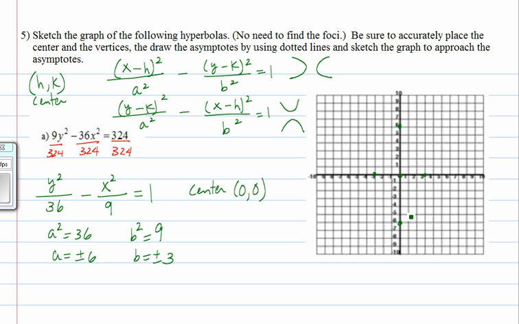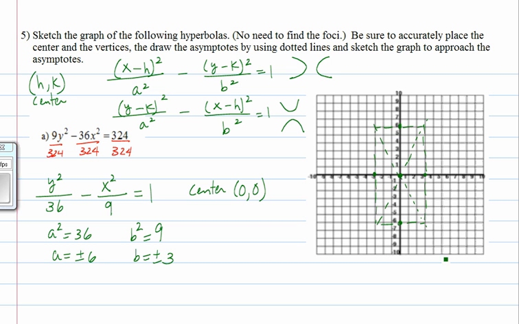So very similar to the ellipse, where we would draw the ellipse now connecting the vertices. Instead of doing that, we're going to draw a rectangle using these vertices. And this rectangle will help us with the asymptotes. So what happens is the diagonal of the rectangle, in other words, the line that goes from one corner to another and goes through the center, will be the asymptotes.